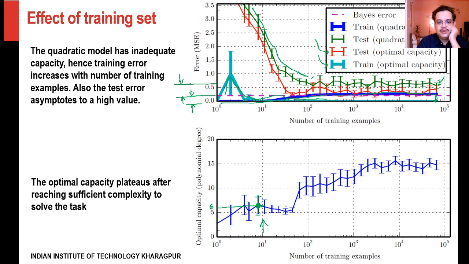Now do I stop there? No, I keep on increasing the number of training examples. When I increase the number of training examples to, let's say, 100, then I find that the optimal capacity is close to 10, and in this way it keeps on climbing.